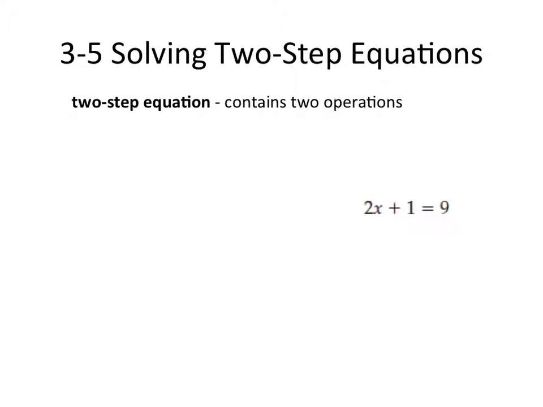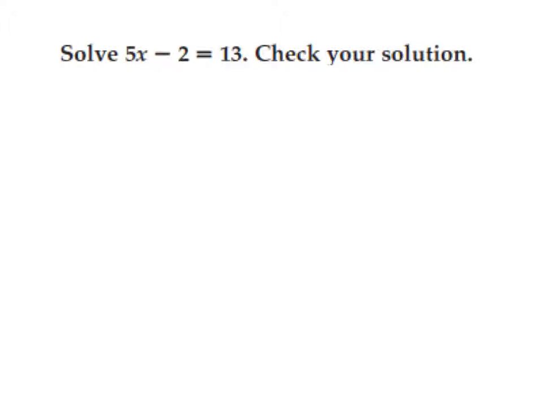As you can see right here, in our first example this is a two-step equation where you definitely see a multiplication and you see an addition. On this slide, they tell us to solve 5x minus 2 is equal to 13. So I'm going to take the problem out, and I get 5x minus 2 is equal to 13. This is a two-step equation. I have multiplication and I have subtraction.